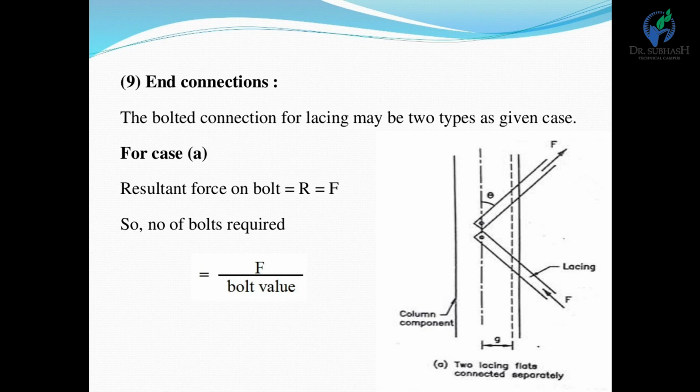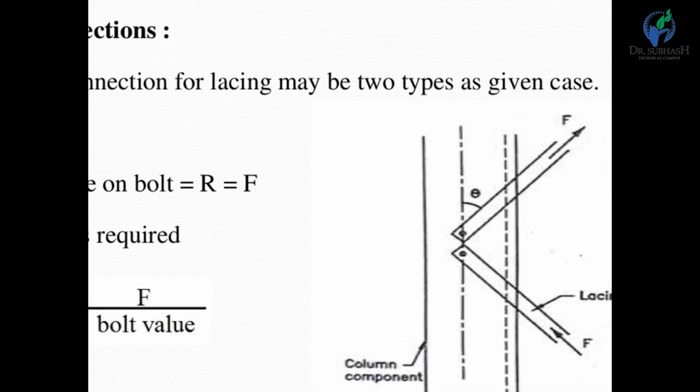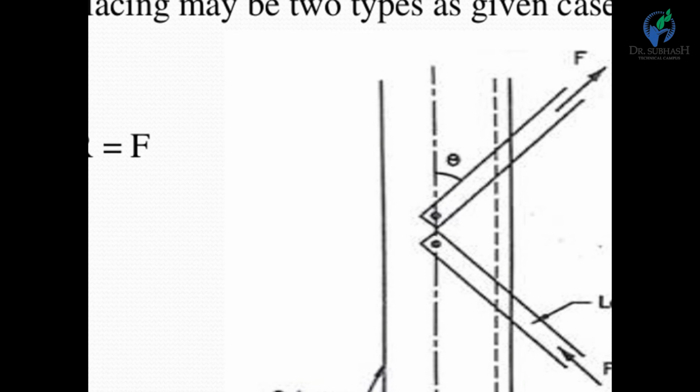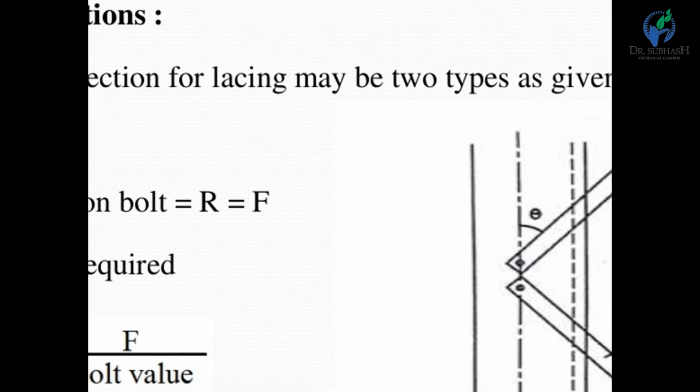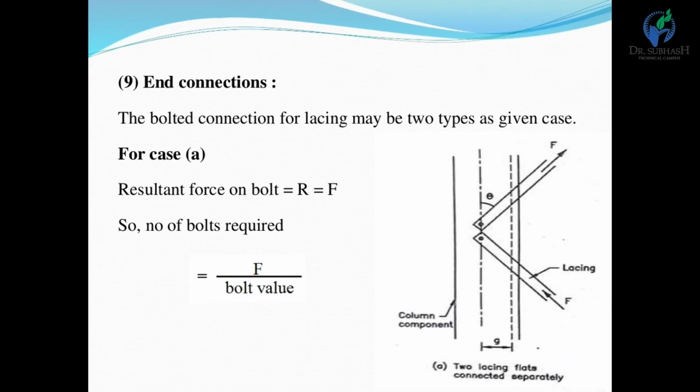What should be the resultant force in this case? The total force of lacing. You can see the figure of case A. We can provide different lacing plate with different bolting. We cannot provide overlap between these two. So in the first case, R is equal to F. How can we find out the number of bolts? The number of bolts required is equal to total force divided by bolt value. Bolt value is the minimum value of shear capacity and bearing capacity of the bolt. That will be discussed in types of bolt.